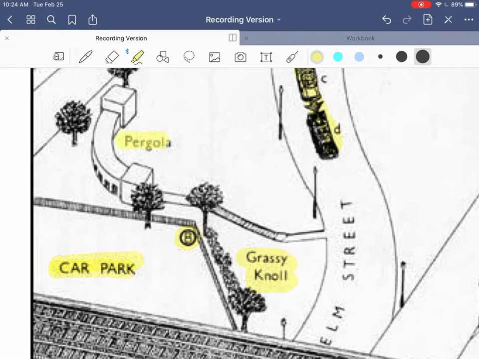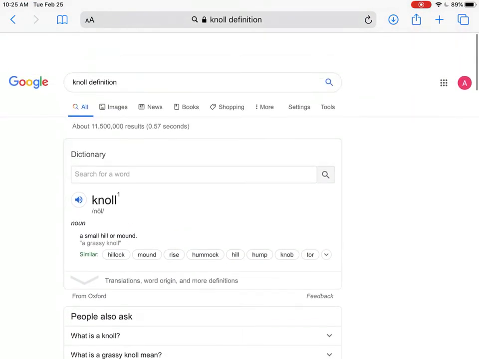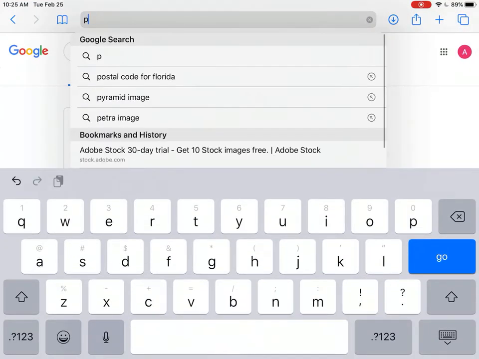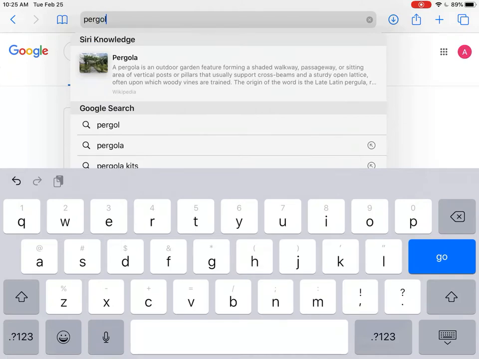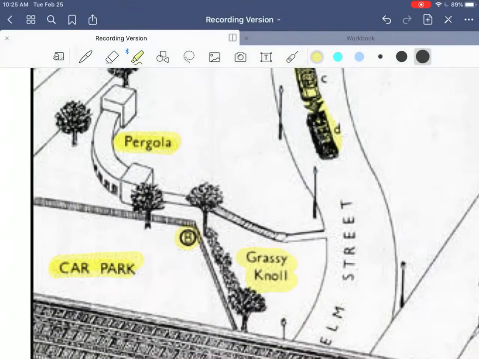The pergola, that's another one that is an unfamiliar word. So let's Google that to see what the definition of pergola is. You can do this without me. This is a very good skill to have. Siri tells us that a pergola is an outdoor garden feature forming a shaded walkway, passageway, or sitting area. So this is a pergola in our diagram.